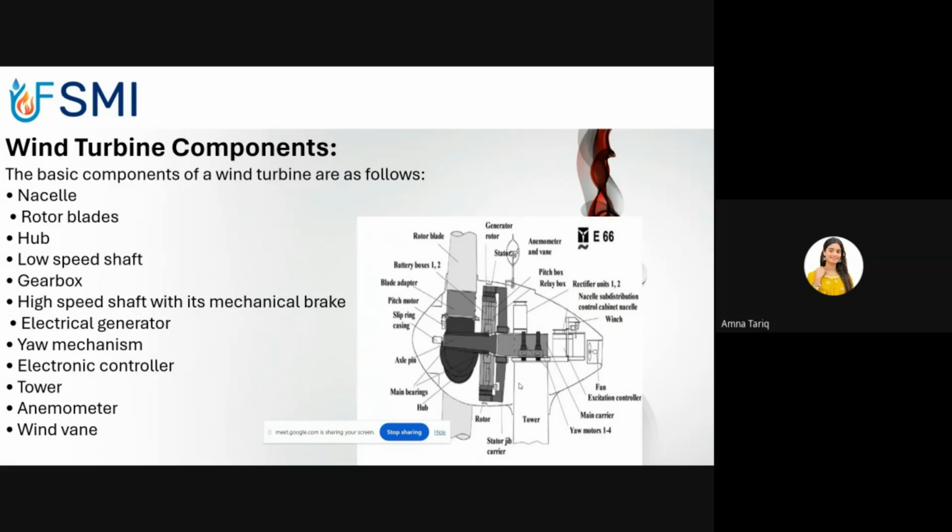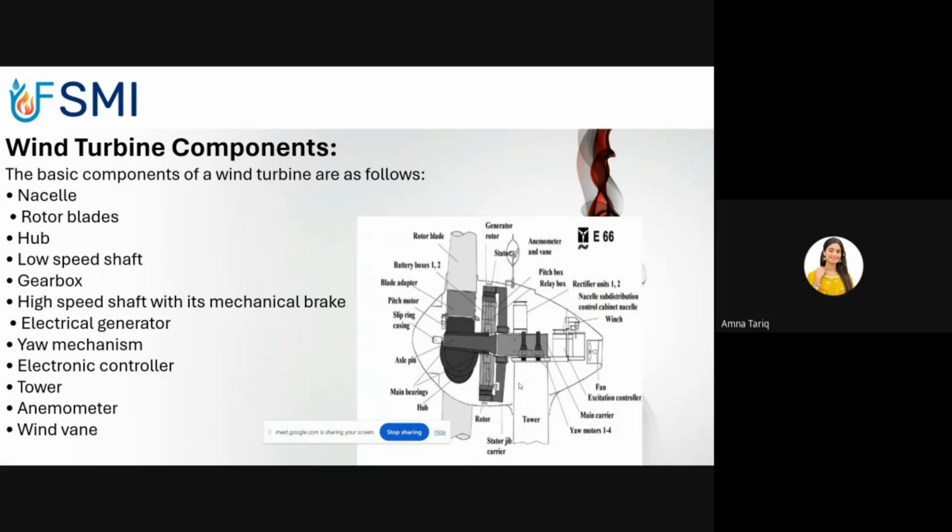Next is the hub. The hub of the rotor is attached to the low-speed shaft of the wind turbine. What is the low-speed shaft? The low-speed shaft of a wind turbine connects the rotor hub to the gearbox. The rotor rotates at about 19 to 30 rotations per minute in a 1000 kilowatt wind turbine. The shaft contains pipes for the hydraulic system to enable the aerodynamic brakes to operate.